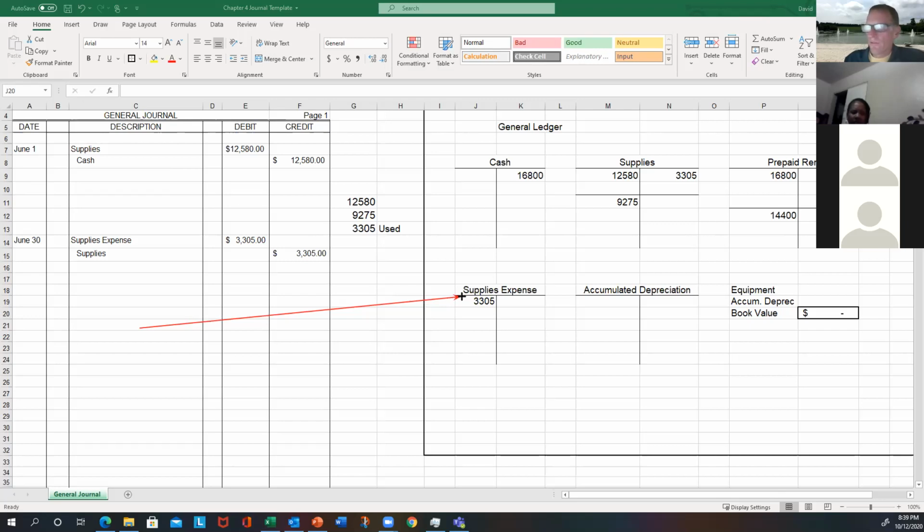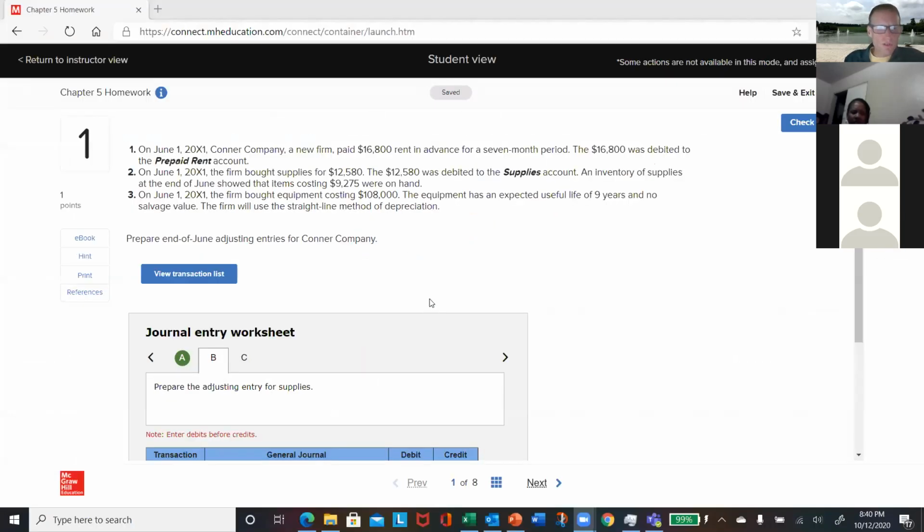So again, you do a financial statement for the month of June. Income statement needs to include this amount. If you fail to record this adjusting entry, then your expenses are incorrect on the income statement and your income would be overstated. Your balance sheet, if you didn't do this, would also be overstated by 3305.